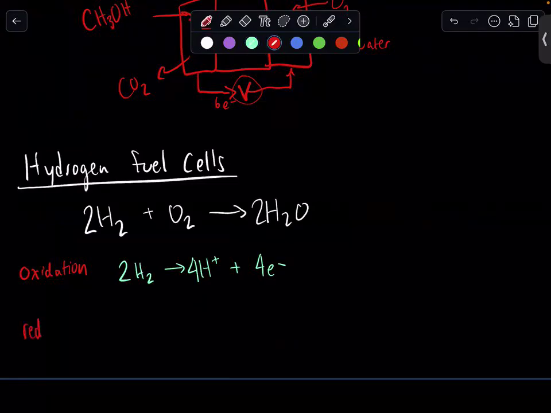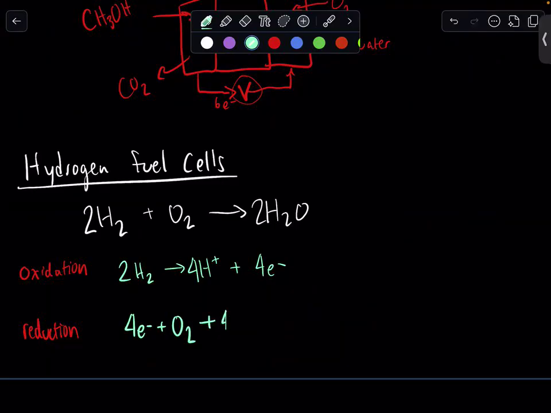In our reduction half reaction, what we're doing is we're taking our 4 electrons that we just gained from the first one, we're combining them with oxygen gas, and we're combining that with, once again, 4 hydrogens, 4 hydrogen ions that we also just gained, and we get H2O.